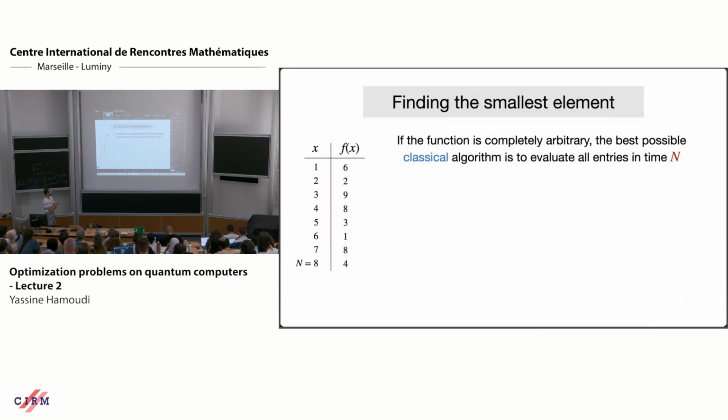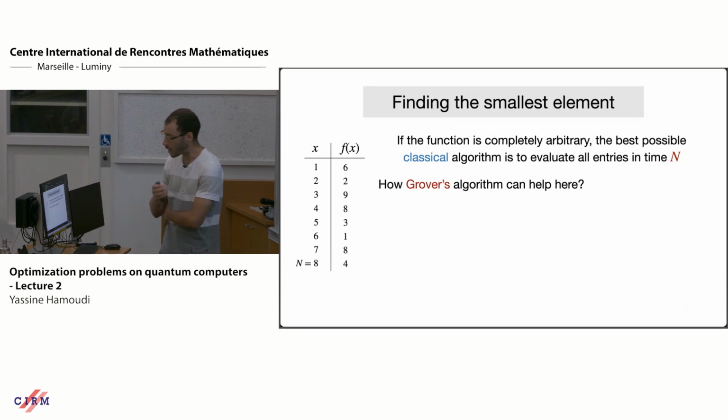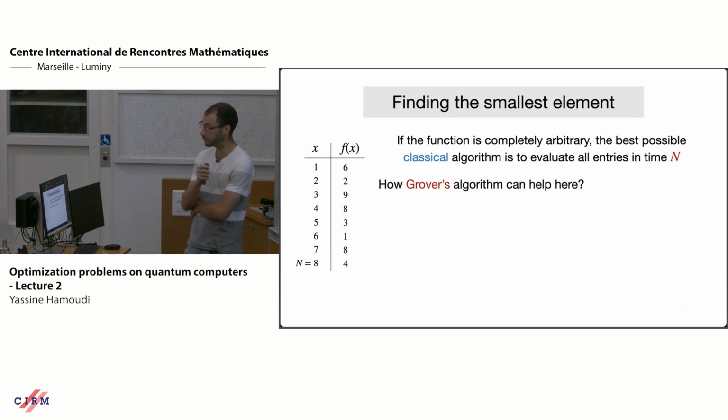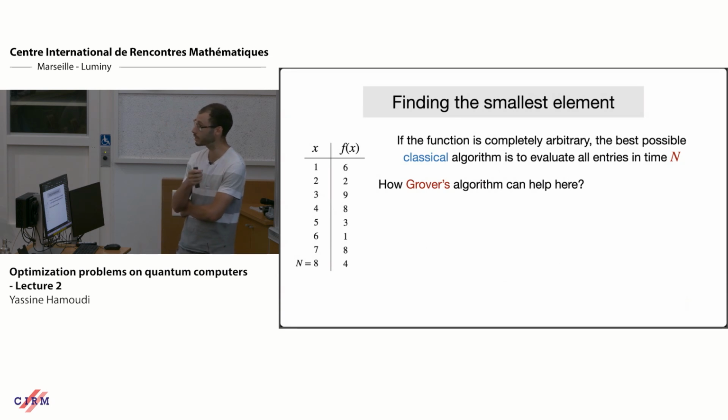So of course, classically, if there is no structure in f, then finding the minimum would require querying all the possible indices. So classically, the complexity is n. Now, how can the Grover algorithm help us find the minimum? It's not immediately clear because being a minimum is not really a valid predicate, right? It is something that depends on the entire table of f. So you cannot just execute the Grover algorithm. You have to be slightly more clever than that.